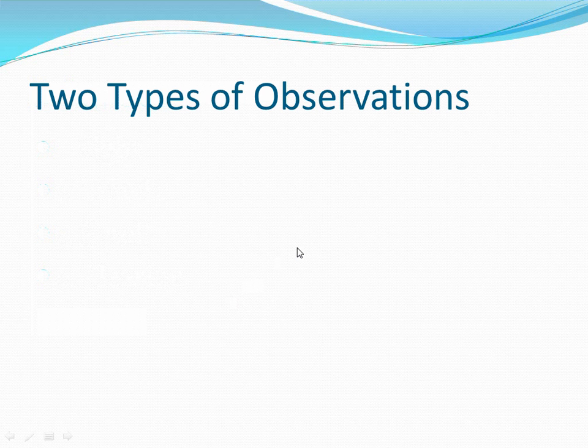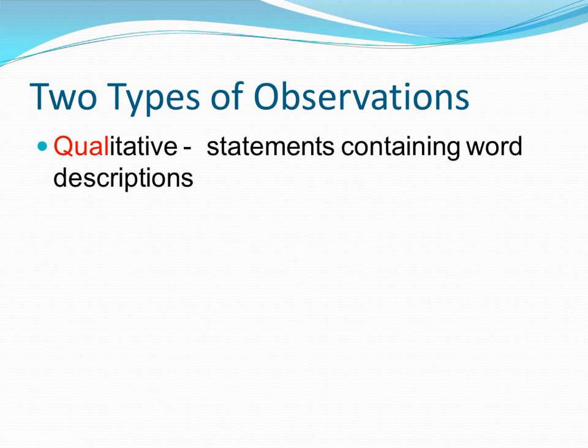So there are two different types of observations. One is what we call qualitative. That is, statements containing word descriptions. So if I was doing some sort of lab, like let's say we're working with pennies, I might say the penny is copper colored. The penny is round. The penny feels smooth. Those are qualitative observations about a penny. So they're the penny's qualities.